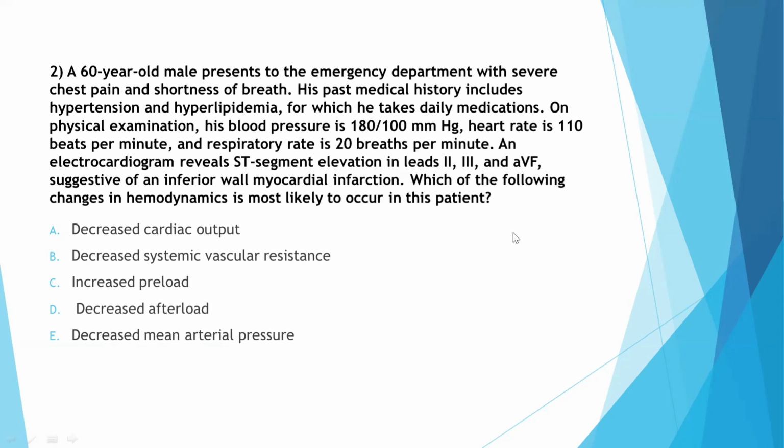Which of the following changes in hemodynamics is the most likely to occur in this patient? Decreased cardiac output, decreased systemic vascular resistance, increased preload, decreased afterload, and decreased mean arterial pressure.